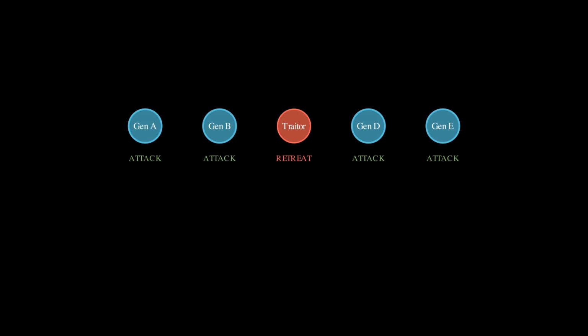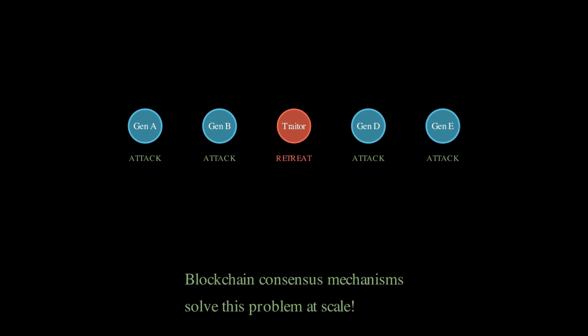So, how do you coordinate when you can't trust everyone? How do you distinguish between a traitor's lies and a legitimate disagreement? How do you handle message delays or lost messages? This is exactly the problem blockchain consensus mechanisms solve every single day, but at massive scale with thousands of participants instead of just 5 generals. Every Bitcoin transaction, every Ethereum smart contract, they are all solving the Byzantine generals problem in real time.